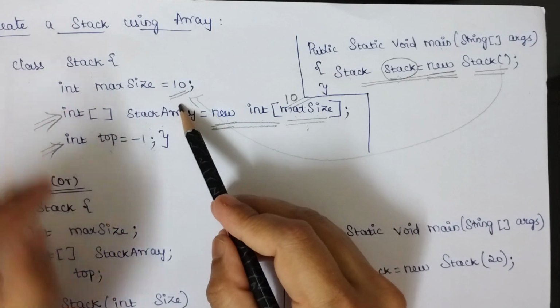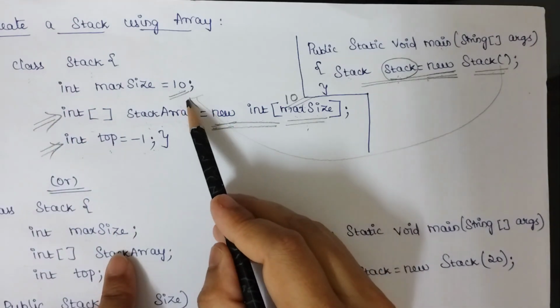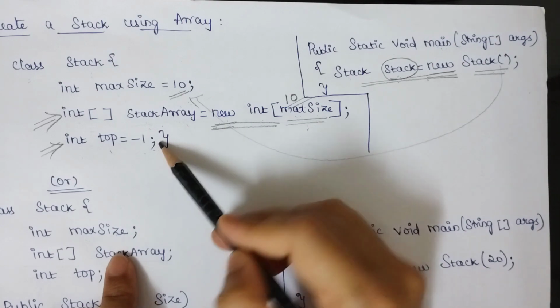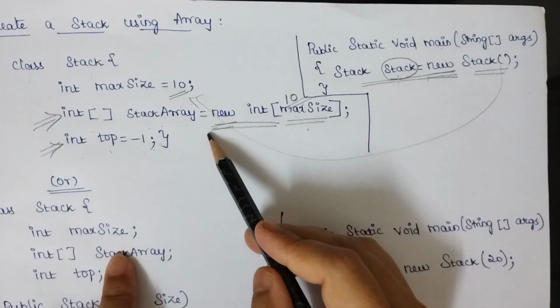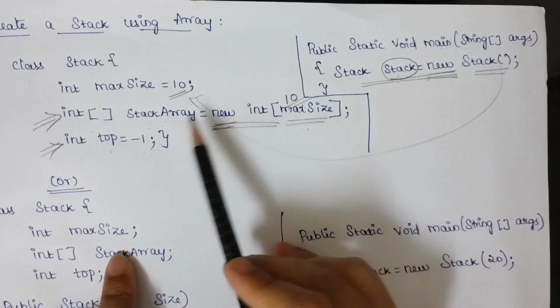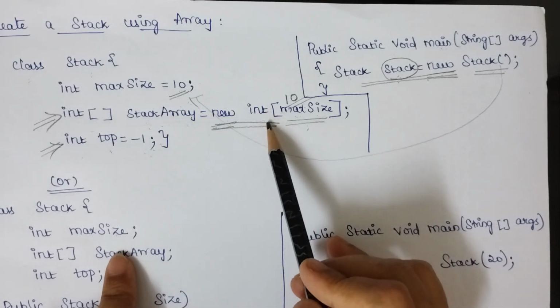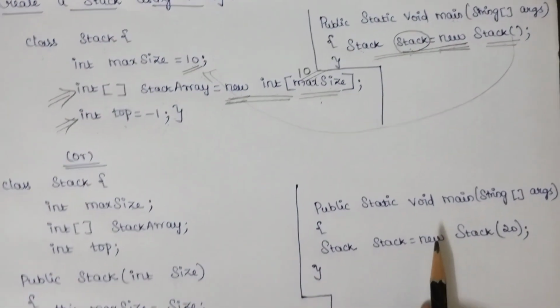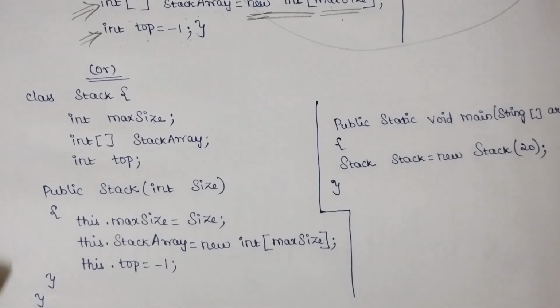The default constructor will be called here for this class stack, and all these get instantiated once you call the constructor. Right now the object is created, that is, a new stack array is created here, and memory is allocated for this. This is one way to write it, and here is the other way, where I am going to use a parameterized constructor.